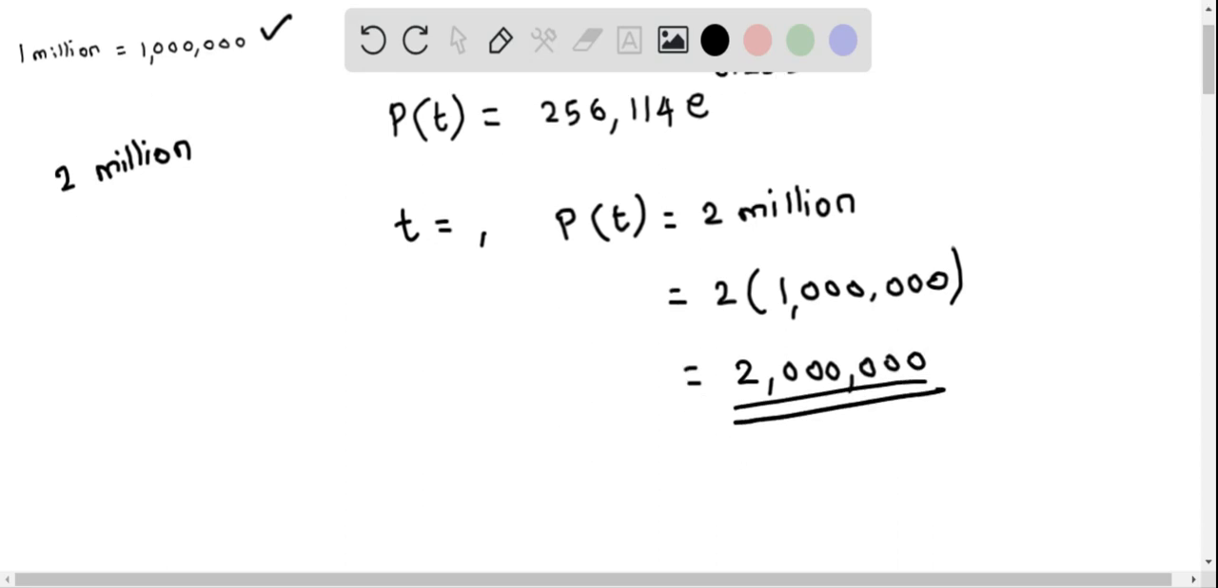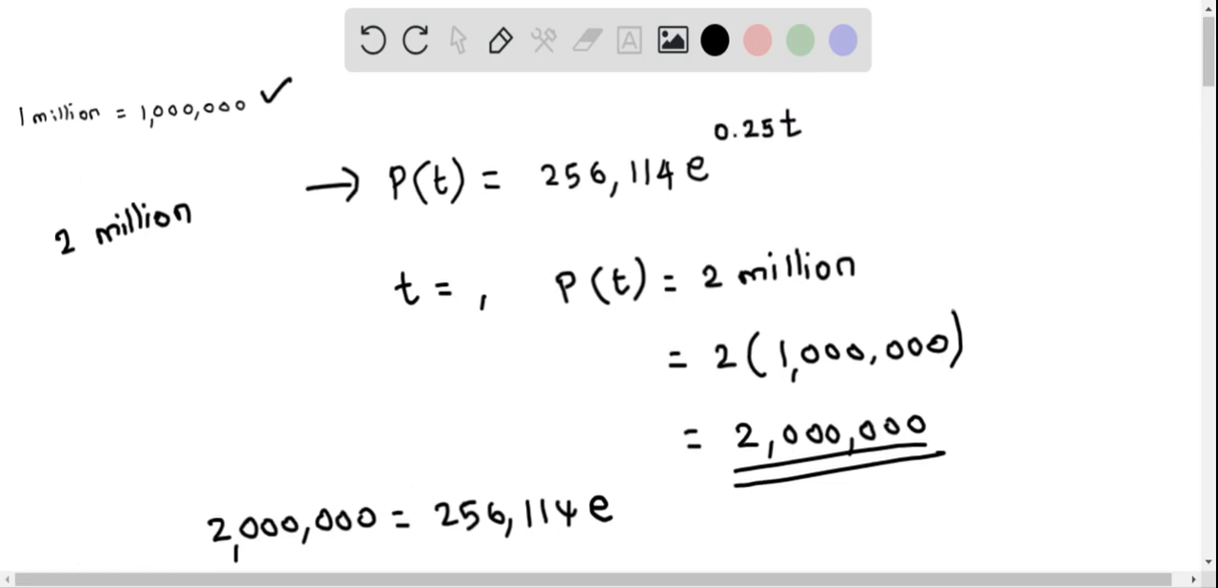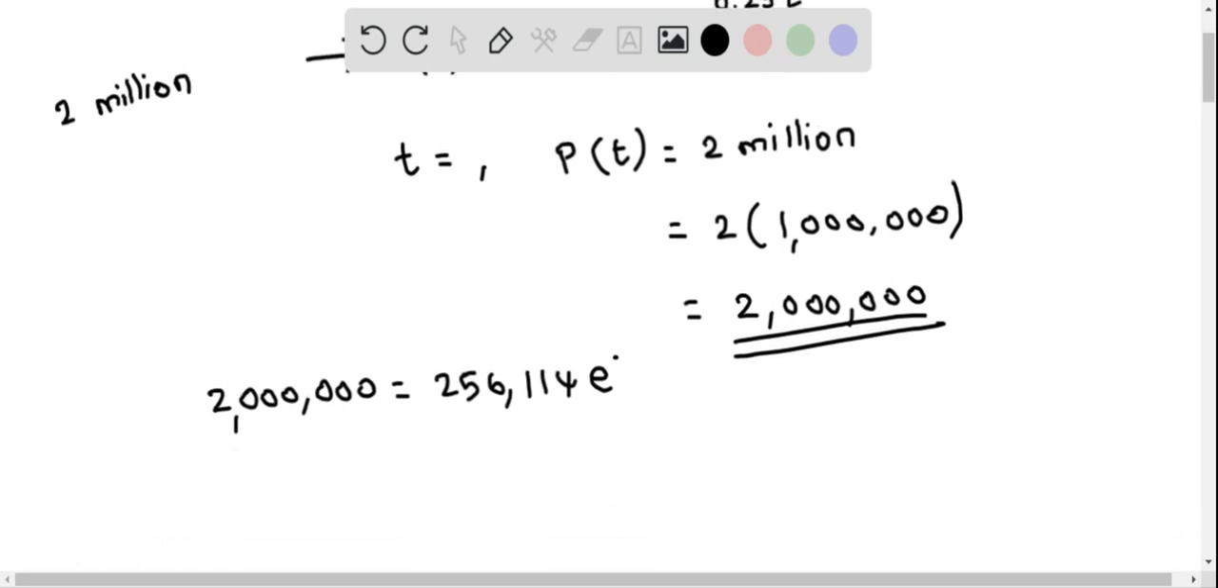I'm going to put P(t) equals 2 million into this equation and solve for t. So let's do that. When we do that, we get 2 million on the left side, and on the right side, we have 256,114 e raised to the power of 0.25t. Now considering this equation, we have to solve for t.